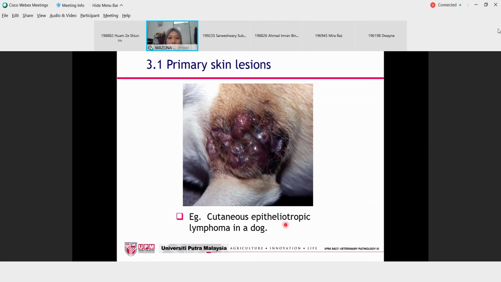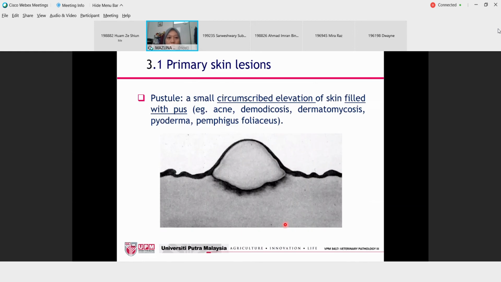Right. Next, we move on to pustule. Remember, I told you about the example acne. So acne is a form of pustule. It's a small circumscribed elevation of skin, usually filled with pus. So that's the difference. It usually contains pus. Examples are acne, cases of demodicosis where you can see pustules a lot, dermatomycosis, pyoderma, and pemphigus foliaceus.